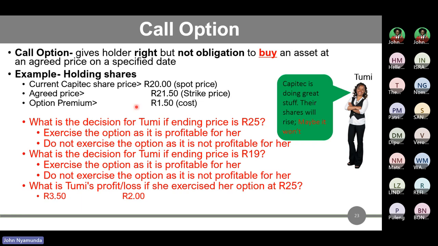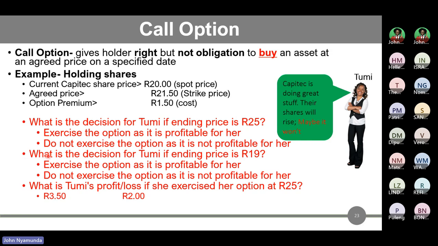Ladies and gentlemen, she will exercise. She has to exercise because she can go buy at 21 rand 50. And you know what she can immediately do? Go immediately to the market and sell at 25 rand. If she does that, she is in business. So she will exercise, go buy at 21.50, because the market price is 25 rand. That one, I'll give you extra forgiveness if you didn't get it right.